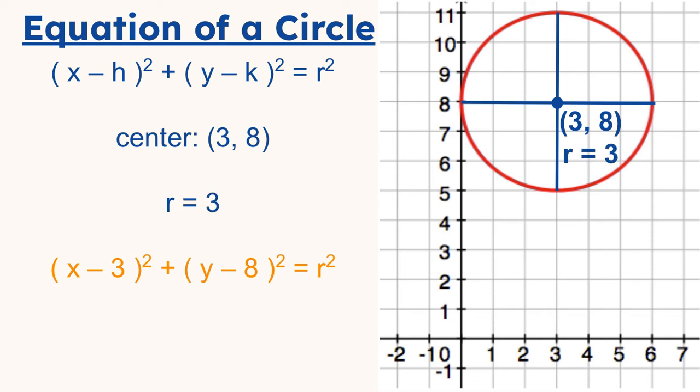So next let's talk about the radius. Again, I can use those two diameters that I drew in. All I'm going to do is just count across. I'm going to start at the center of the circle, count across, and I get 3. So my radius is 3. When I fill in my equation, I just change the r squared to 3 squared. Simple as that. That's all I need to do.